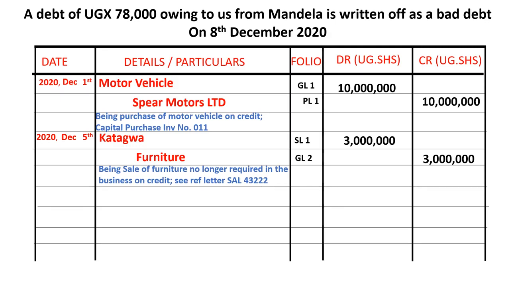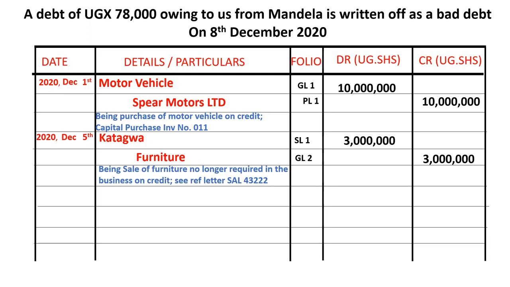Now, what happened before this bad debt was eventually written off? Mandela owing us money means Mandela was a debtor to the business. And so it means that his account had a debit balance, because all asset accounts have debit balances. However, if he's failing to pay his account, it means we are supposed to write off his account. And so writing off his account means that we are supposed to do the reverse entry. We are supposed to go ahead and credit his account by that amount of money that he's failing to pay.